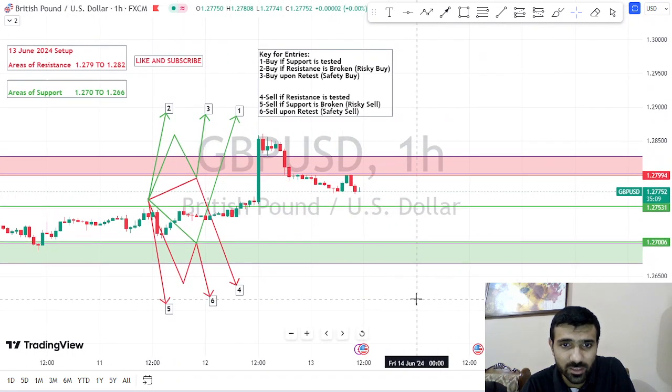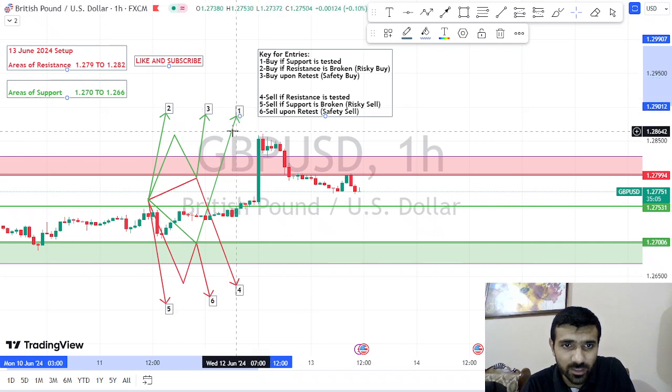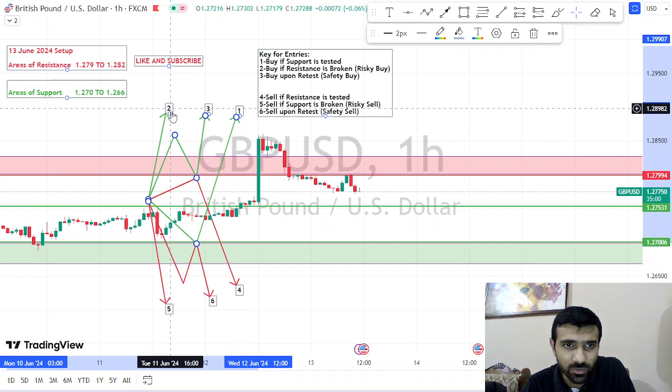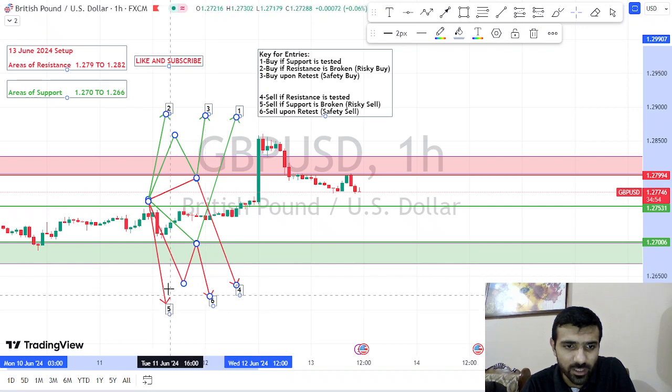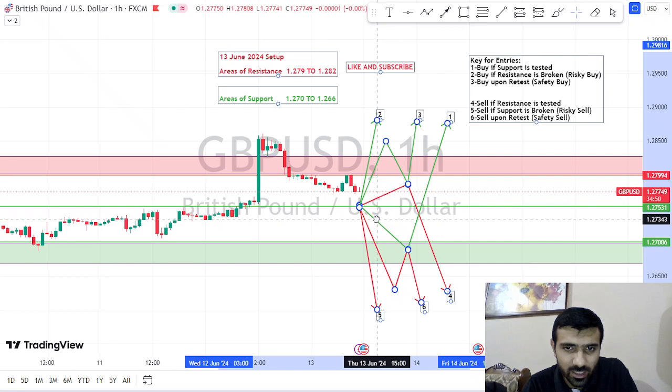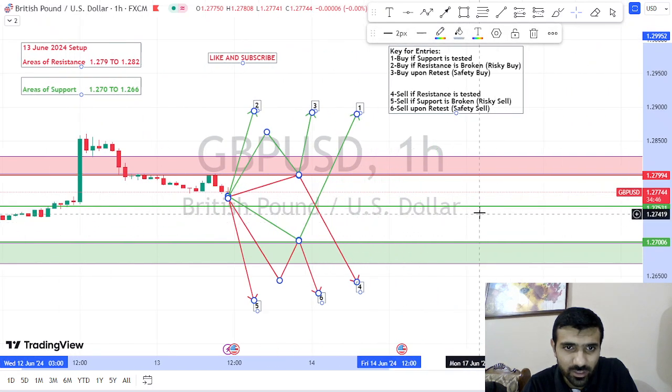The area of resistance and support are going to remain same, and let me just simply move forward these scenarios for you guys, so you guys can easily take trades in this GBP versus USD pair, and you guys do not have any trouble, and you guys can continue to make some good profit in this British pound versus US dollar pair.